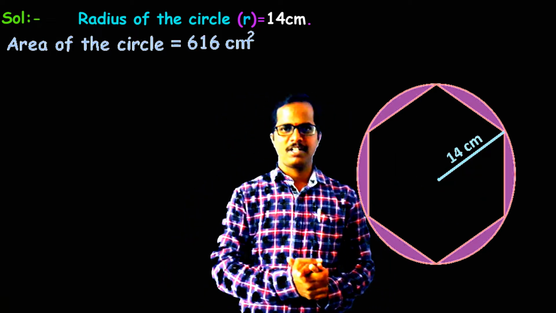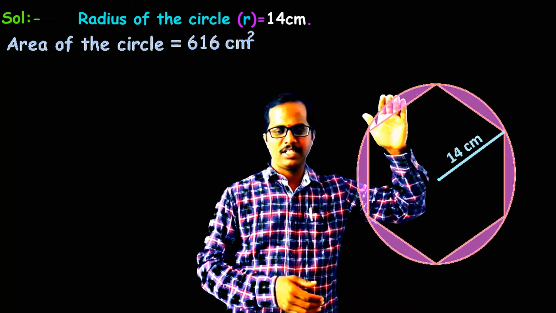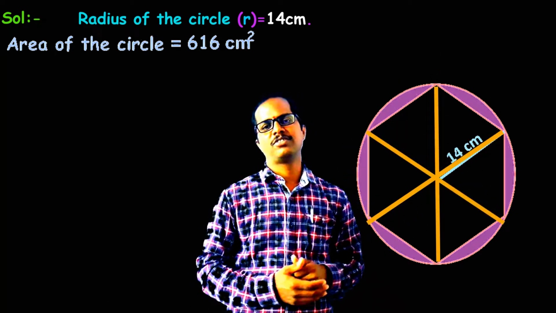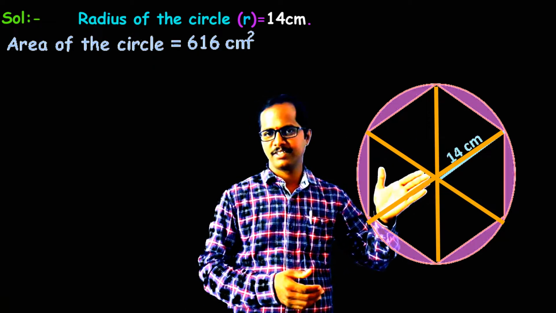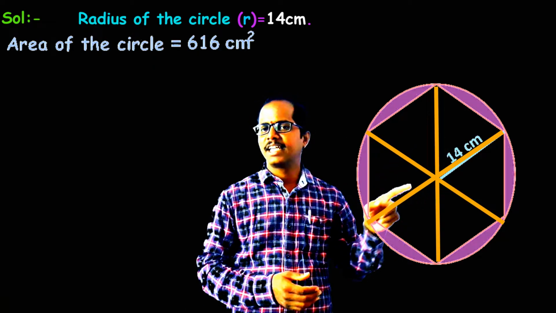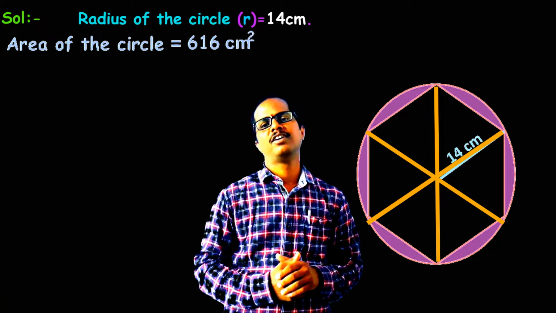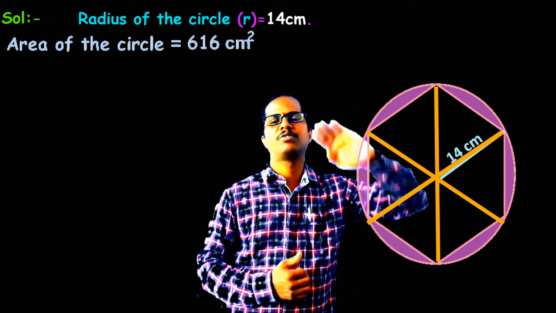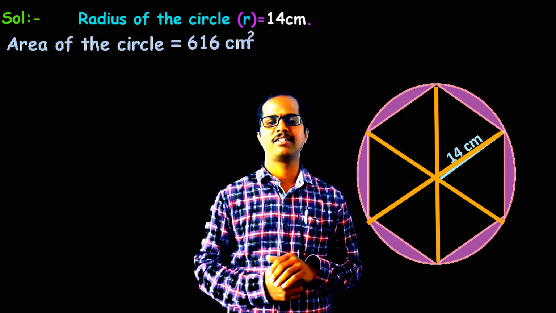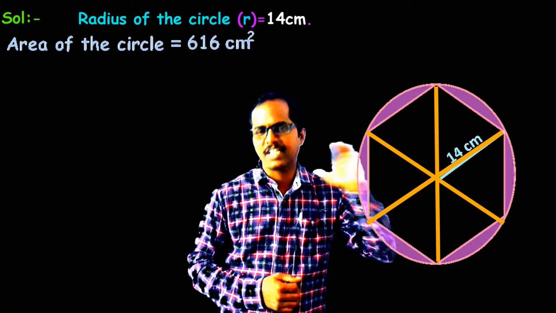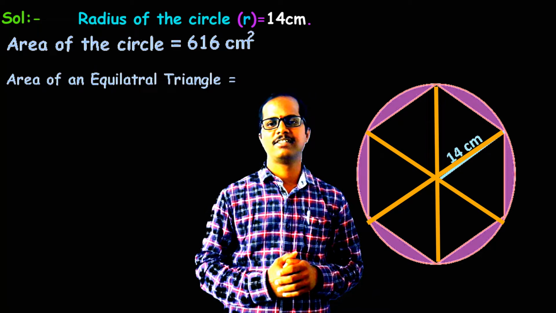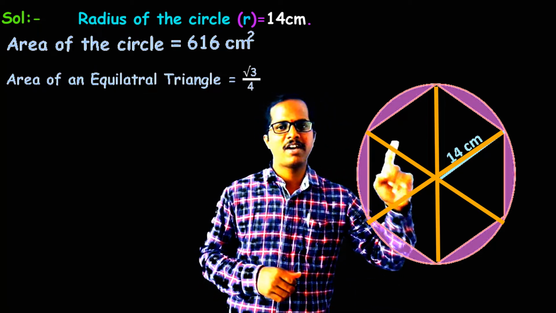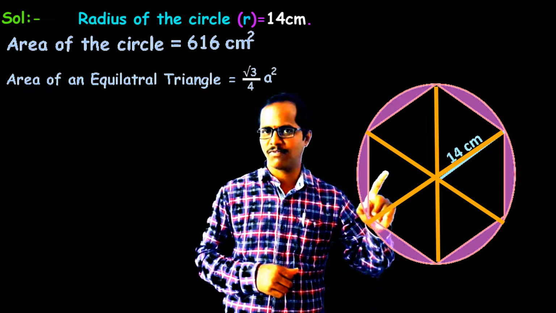So it is nothing but, suppose in this regular hexagon, let us draw the diagonals. By drawing the diagonals, we get 6 equilateral triangles. So the area of these 6 equilateral triangles will be equal to the area of the regular hexagon. So what is the area of an equilateral triangle? Very good. It is root 3 by 4 a square. So the area of one equilateral triangle is root 3 by 4 a square.